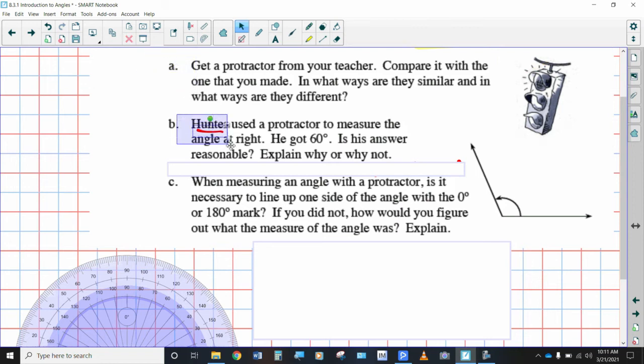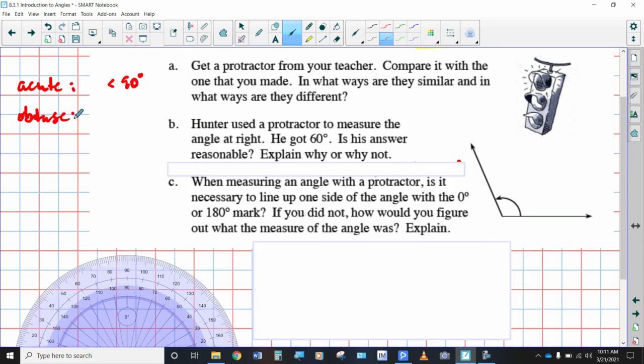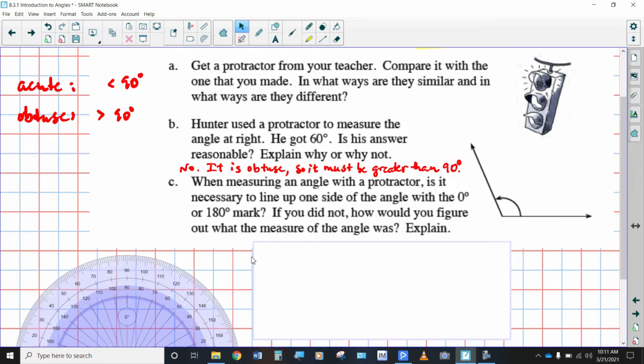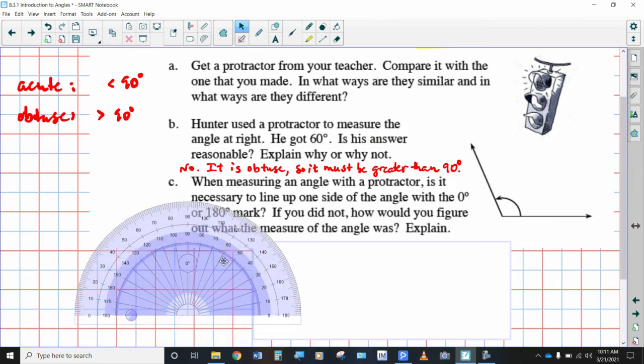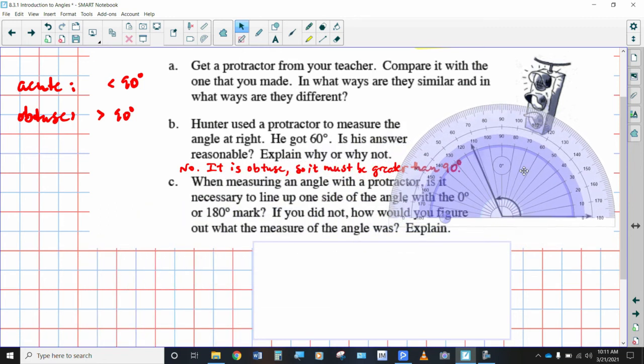Well, what do we know about acute and obtuse angles? Remember that acute angles are angles that are less than 90 degrees, and obtuse angles are angles that are greater than 90 degrees. So this can't be 60 degrees because it's obtuse. So my guess is that they probably used the wrong number line on the protractor.